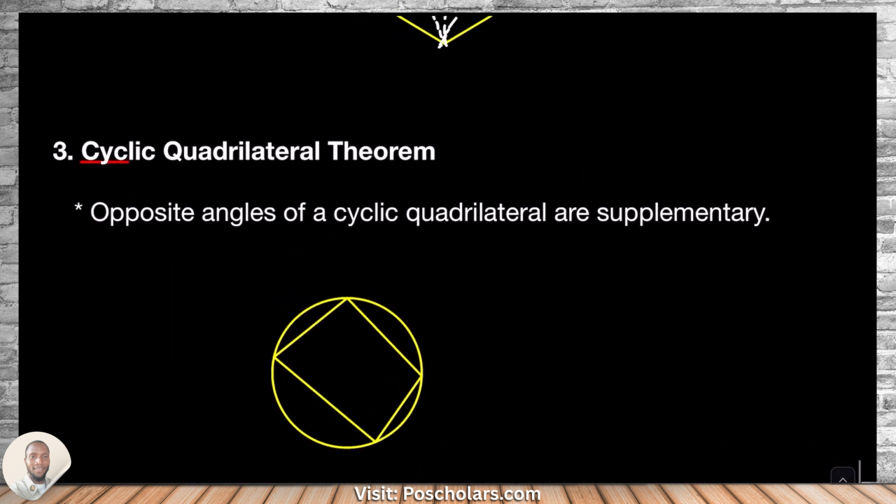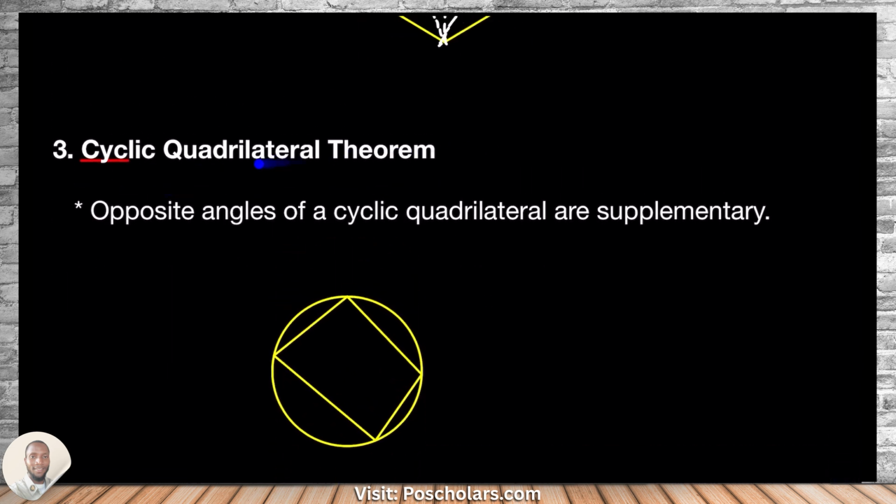So next we have the cyclic quadrilateral. The theorem says opposite angles of a cyclic quadrilateral are supplementary. By now you should know the meaning of supplementary angles. They are 2 angles that sum up to 180. So whenever you see a quadrilateral, which has 4 sides, inscribed in a circle, the theorem is saying that the opposite angles of the quadrilateral are supplementary. That means I can label here angle A, here angle B, here angle C, and here angle D. So the theorem is telling us that A plus B must be equal to 180 degrees, and C plus D must also be equal to 180 degrees, right?